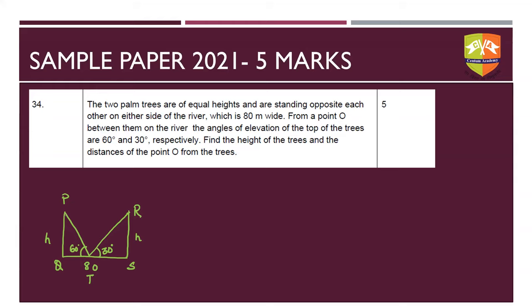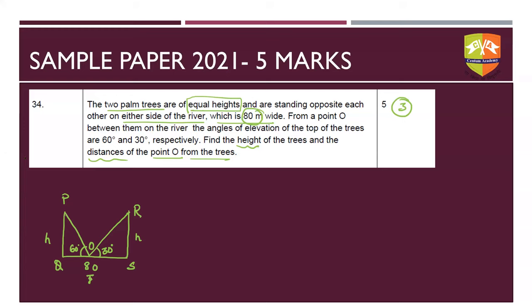So there are three answers they are demanding. So how would I solve it? First, read the question twice. Five marker, can't take chance. Two palm trees are of equal height, highlighted, and are standing opposite each other on either side of the river, which is 80 meters wide. Highlight the units and data. From a point O between them on the river, the angles of elevation of the top of the trees are 60 and 30 degrees respectively. Find the height of the trees and the distances of the point O from the trees. So there are three answers. Keep it in mind.